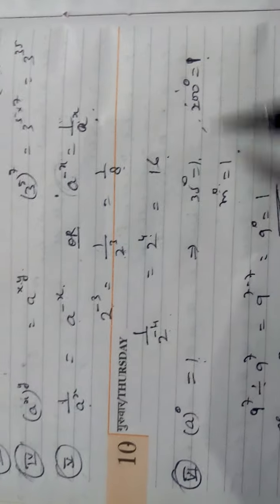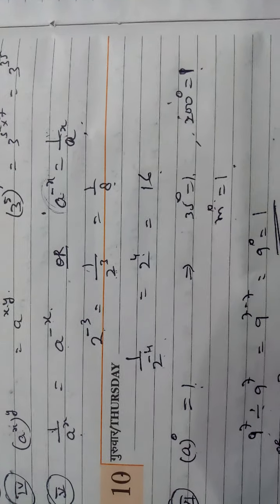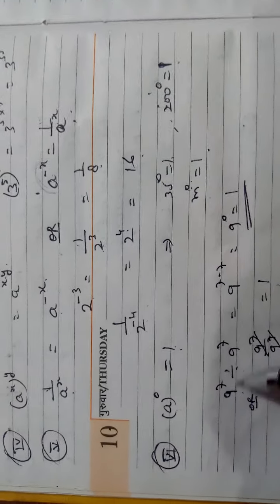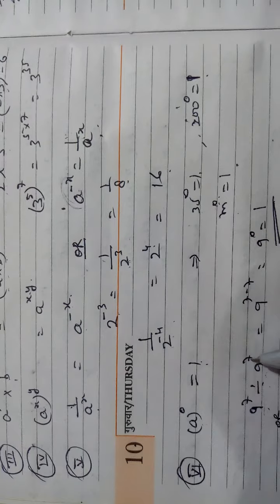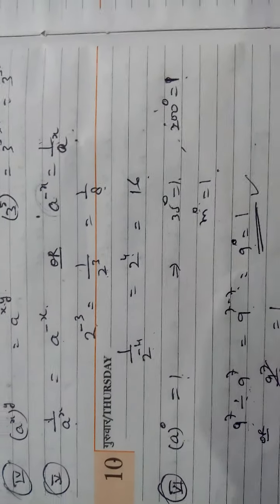Any number with power 0, how is it 1? 9 power 7 divided by 9 power 7. When you simply divide, it will be cancelled and your result is 1. When you apply the law of exponents, bases are equal, powers will be subtracted: 9 power 7 minus 7, 9 power 0, it will be 1.